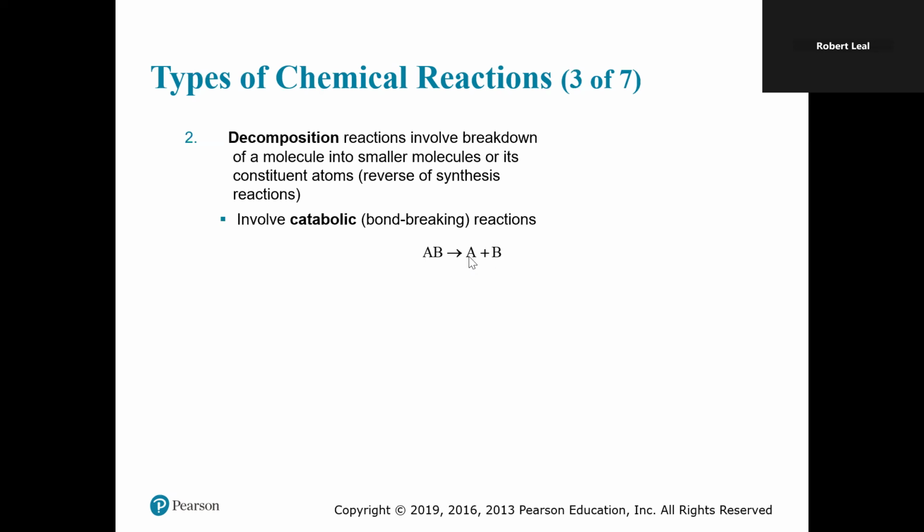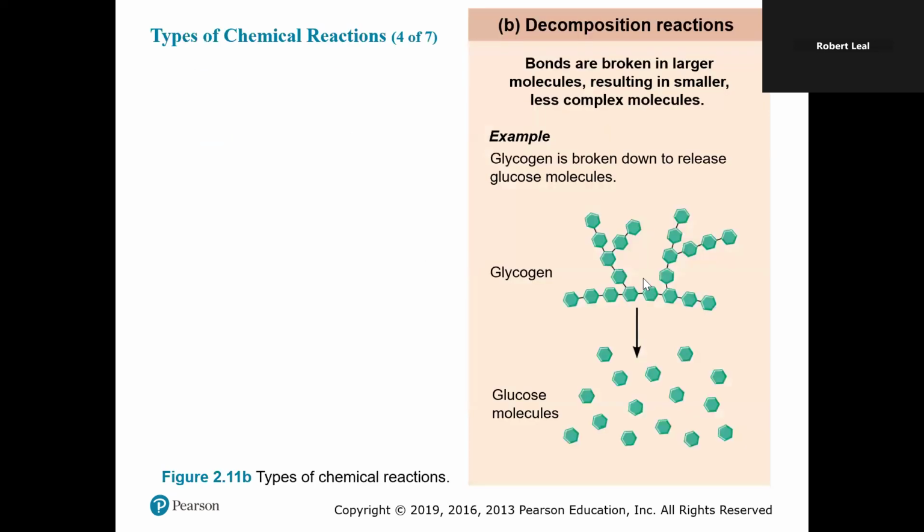to separate. So an example here, the storage form of glucose is called glycogen. And if I want to break it apart into smaller units, that would be glucose. So catabolic, or you say hydrolysis, you're breaking glycogen down into glucose.